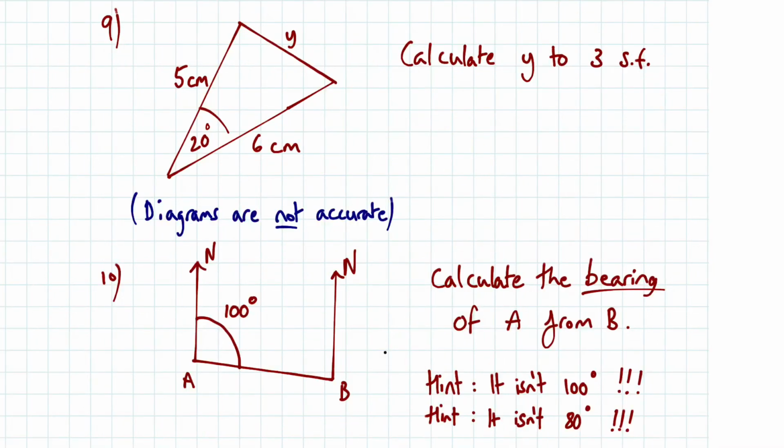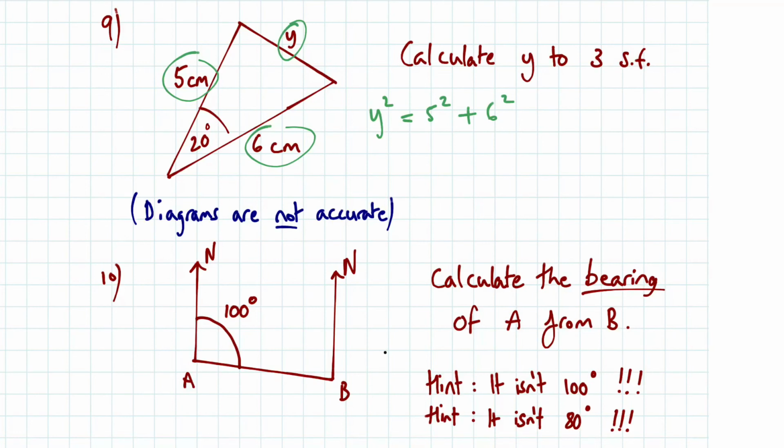Question 9. Question 9 is a cosine rule question. If you are trying to find this side y, you would write this: y squared equals 5 squared plus 6 squared. You actually just get these other two sides here and use them.